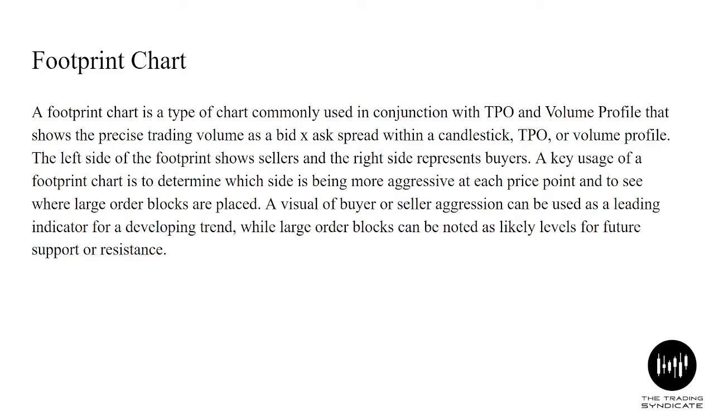A footprint chart is a type of chart commonly used in conjunction with TPO and volume profile that shows the precise trading volume as a bid-ask spread within a candlestick, TPO, or volume profile. The left side of the footprint shows sellers and the right side represents buyers. A key usage of a footprint chart is to determine which side is being more aggressive at each price point and to see where large order blocks are placed. A visual of buyer or seller aggression can be used as a leading indicator for a developing trend, while larger order blocks can be noted as likely levels for future support or resistance.